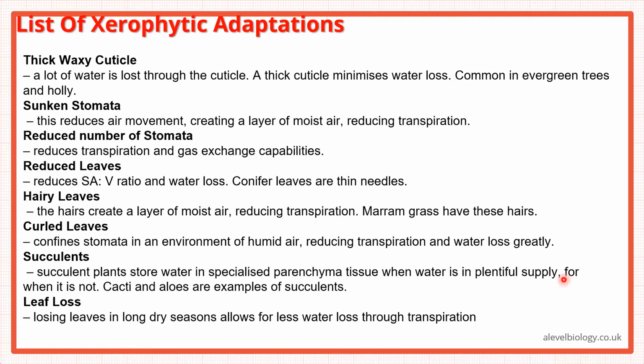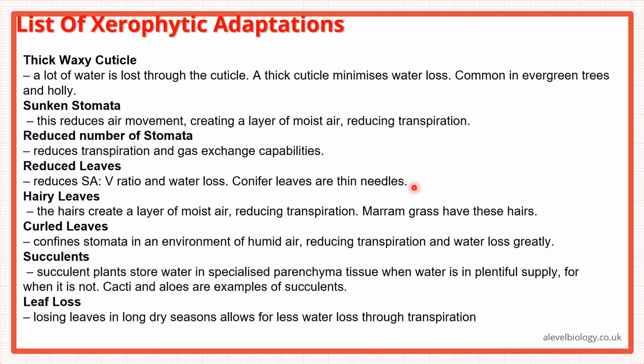All right then. Just quickly, let's go through the list of xerophytic adaptations. We've already gone through them one by one. But what is this thick waxy cuticle doing? A lot of water is lost through the cuticle, but if it is thick, it minimizes the water loss, and it is commonly found in evergreen trees and holly. Sunken stomata reduce the air movement, creating a layer of moist air, reducing transpiration. Reduced number of stomata means reduced transpiration and gas exchange capabilities. Reduced leaves: we saw that they will be in the form of spines or thin needle-like, so this reduces the surface area to volume ratio and water loss.